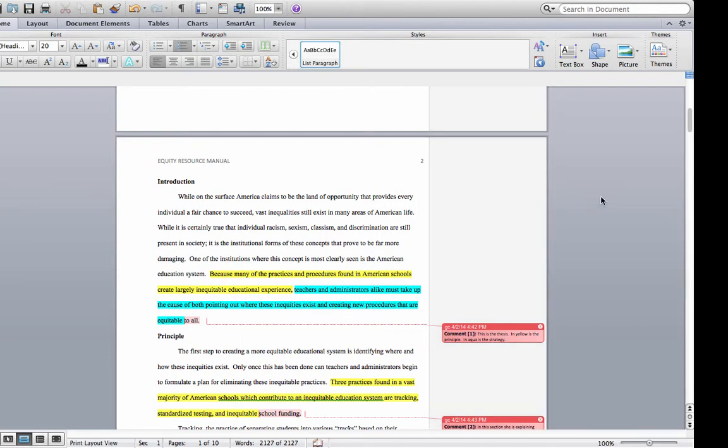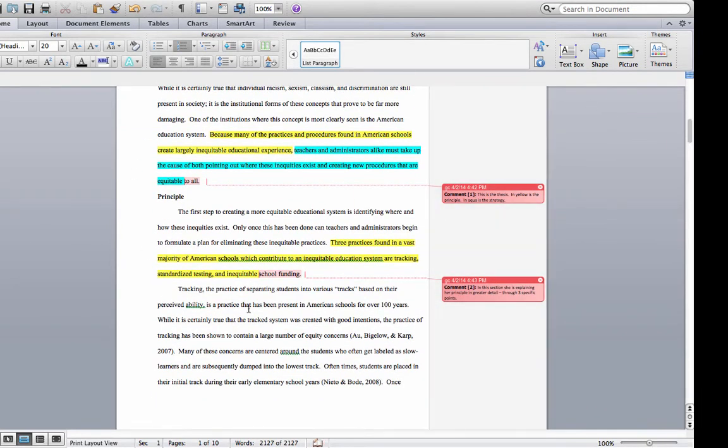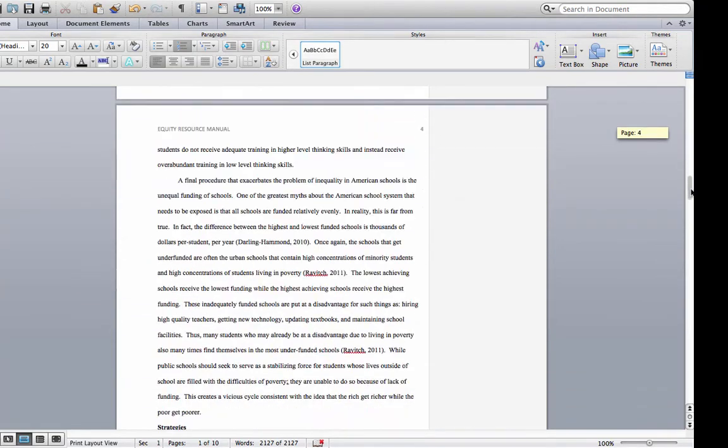All right, so you can see that's a fairly general thesis, but nevertheless, it gets at the point of this chapter, which is sort of the structural elements of educational settings. All right, so then we have the principles section. And in the principles section, she goes into more detail about her principle. And she talks about 3 practices that are inequitable. All right, and she goes into detail and has a paragraph on each of those.